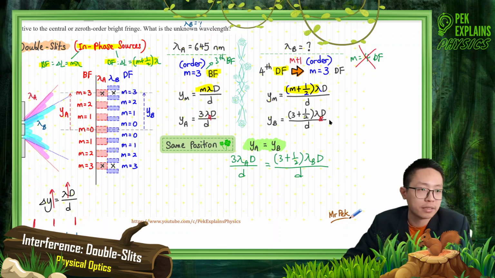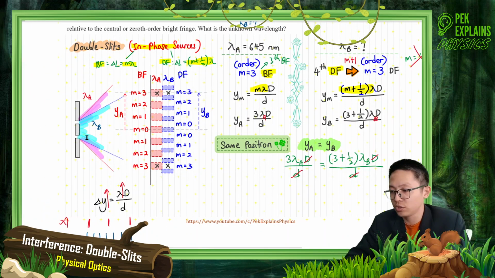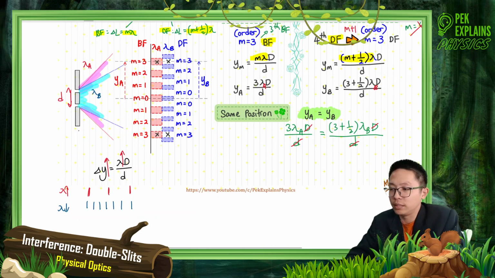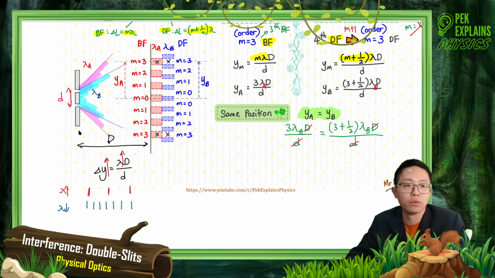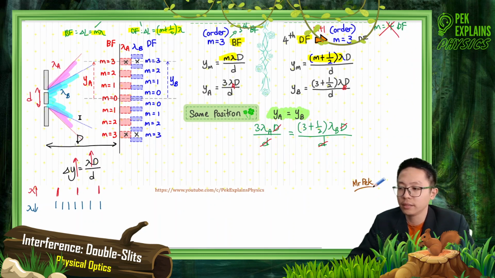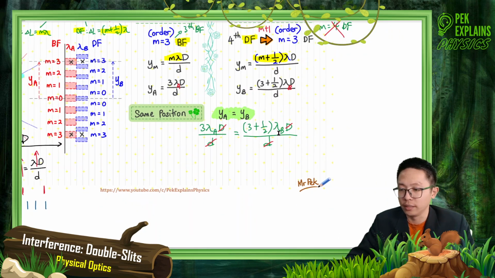So now I can cancel the common D. I can cancel the small d also the same. I can cancel because they use the same fringes. They use the same double slit. Same separation, and also the distance of the screen from the slit is also equal for both. Equal for both light. So that's why the D can be cancelled. This double slit is the same for both light, for both wavelength, so they can cancel. What different is the lambda only.